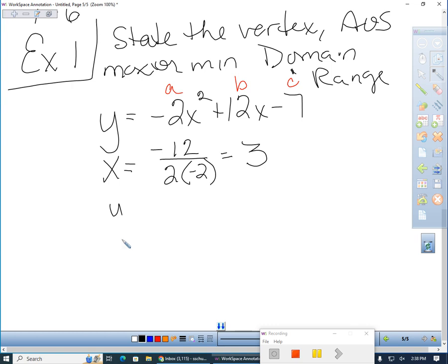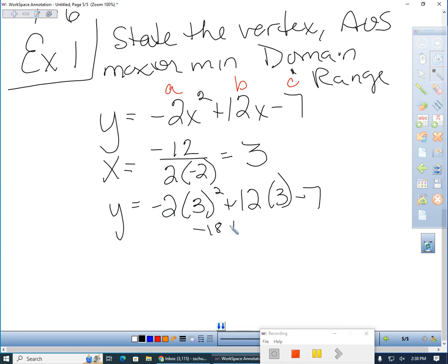To find y, I plug that in. If you've noticed, the last few weeks in our warm-up, I've been having you plug in numbers, getting ready for today. Negative 2 times 3 squared plus 12 times 3 minus 7. So this is 9 times negative 2 is negative 18 plus 36 minus 7. So this is 18 minus 7, or 11. So my vertex is at 3, 11.